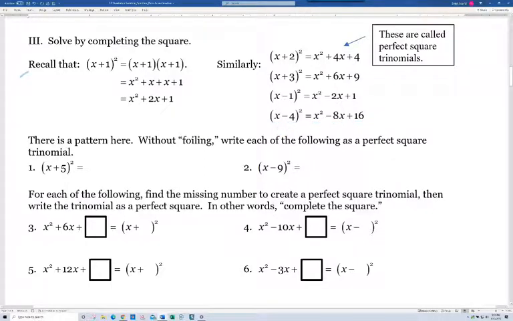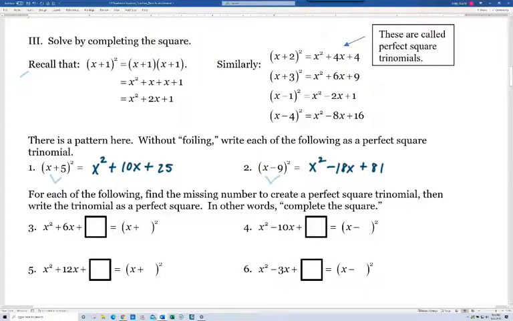Alright, so let's see how you did with number 1. So we're going to square the x. We're going to multiply 5 and x, and that'll be our middle term if we double it. And then finally 5 squared is 25. And so similarly on number 2, we can square the x. We can multiply these together and double, and we get minus 18x. And then negative 9 squared is 81.